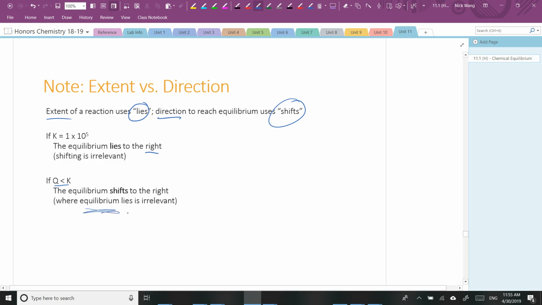But at this point, where it lies isn't really important. Does it favor the right? Does it favor the left? It doesn't matter. That's not what the conversation is about. It's simply saying that to establish equilibrium, it's going to shift to the left or shift to the right. So this first one is more static, whereas this bottom one is more dynamic. We're talking about movement.